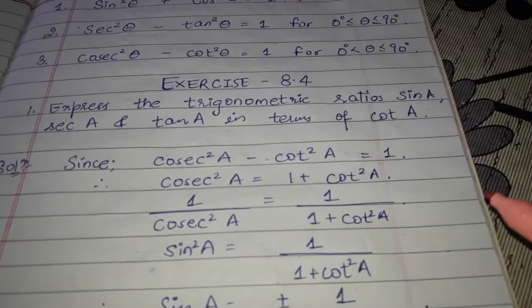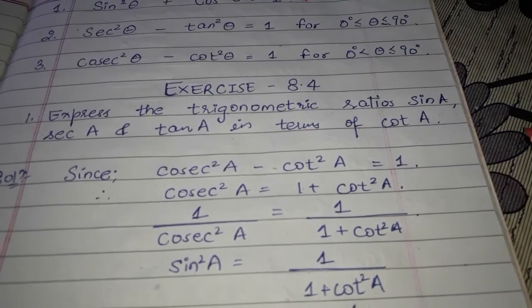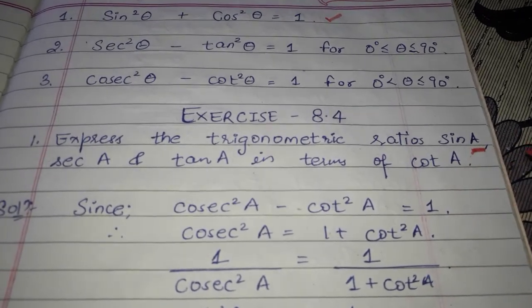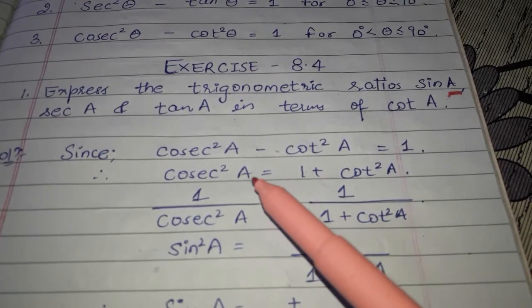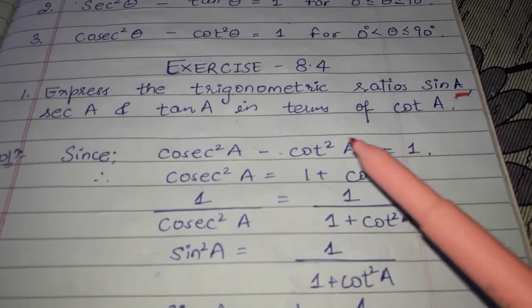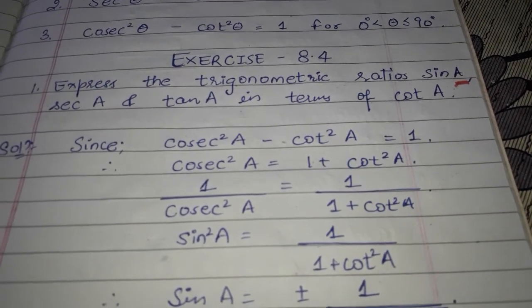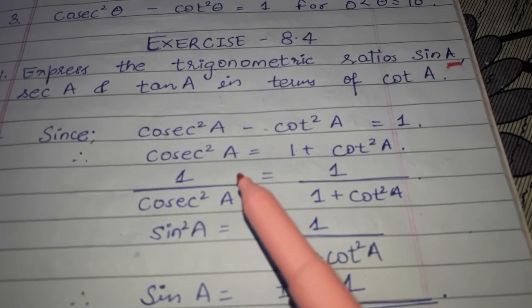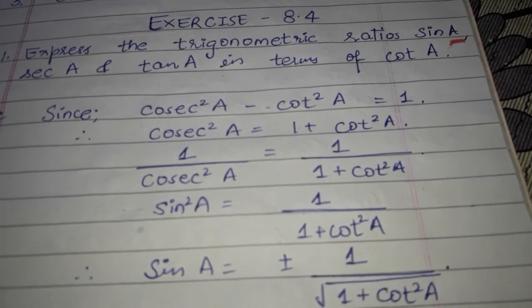Now first I am using cosec²θ − cot²θ is equal to 1. Since here A is used in place of θ, so I am writing A here. On rearranging, cosec²A is 1 and cot²A on coming to right hand side gains positive sign. Now I am taking reciprocal of it. 1 by cosec²A is equal to 1 upon 1 plus cot²A.